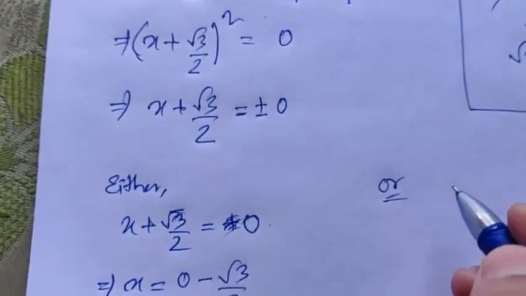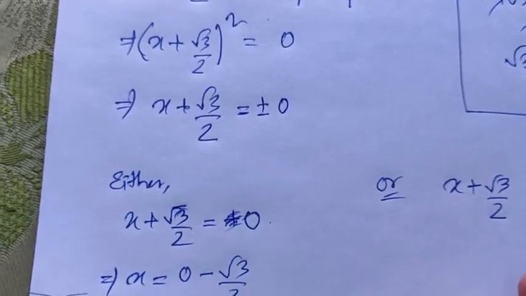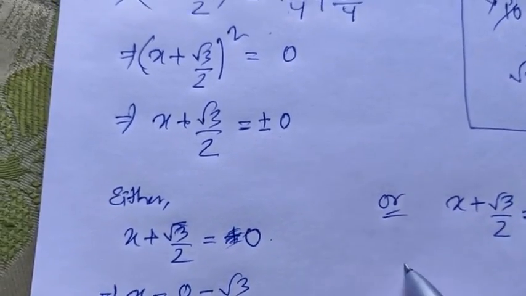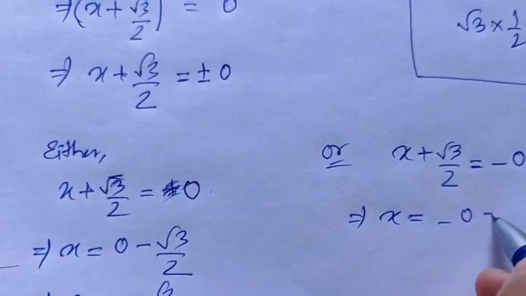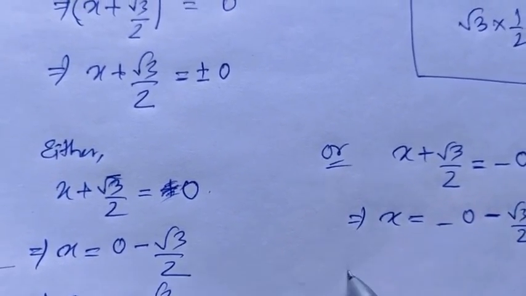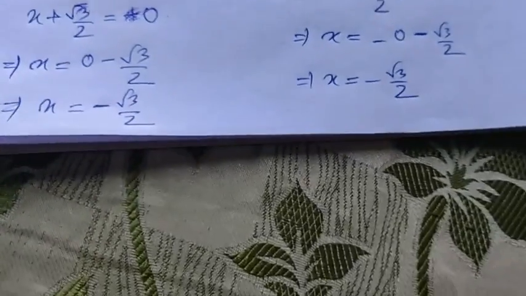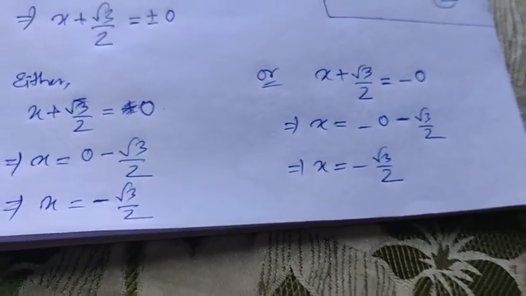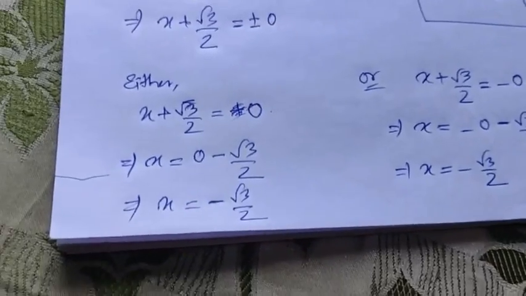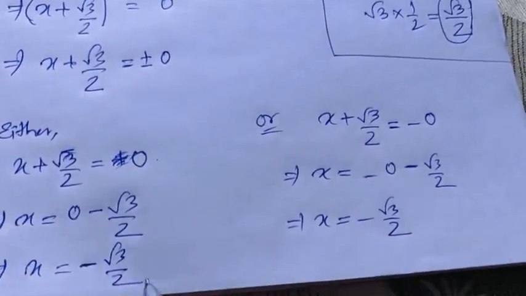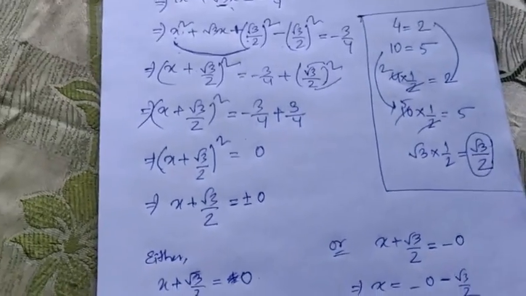Similarly, or x plus root 3 by 2 equal to minus 0. Then x equal to minus 0 minus root 3 by 2. x equal to minus root 3 by 2. Minus 0 minus anything will be minus anything, and here 0 minus anything will be minus anything. Okay, so here we've got the value of x, this one and this one. So this is how you should do this type of question.